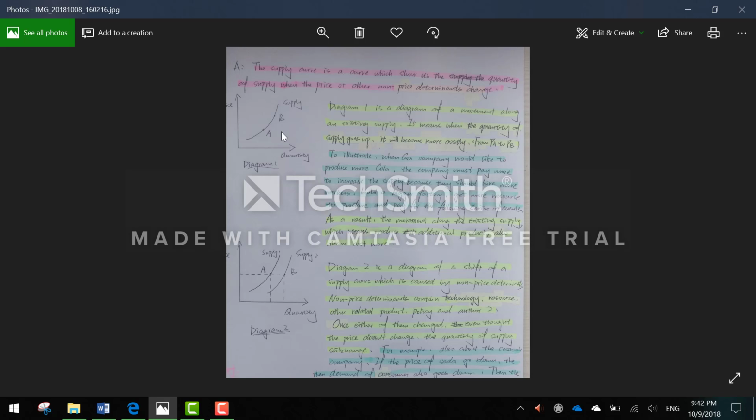But even listing off those non-price determinants, while it's okay for the explanation part, does not make for a suitable example, which we'll talk about at the end. Once either of them has changed, she says, even though the price doesn't change, the quantity of supply changes.